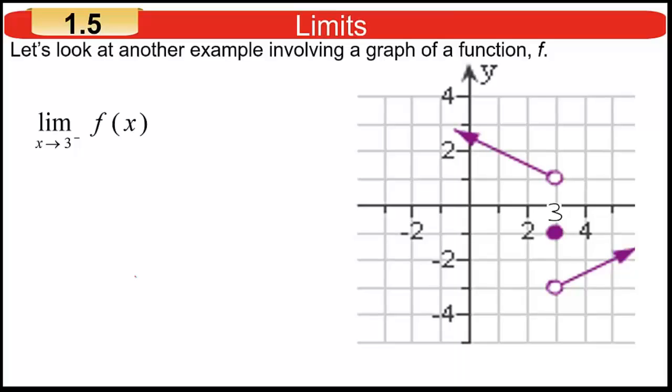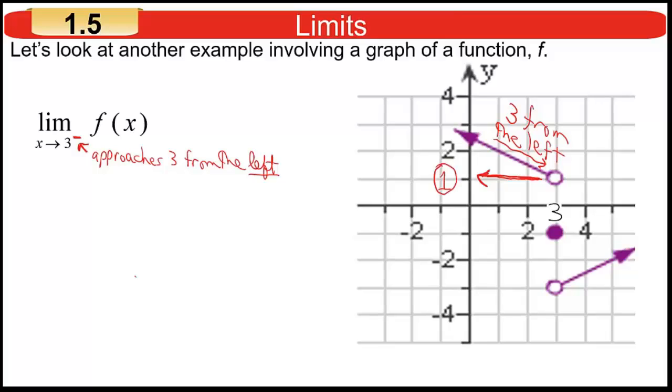So I'm approaching 3 from the left. Well, if I'm coming from the left, that means that I'm traveling toward that open circle on the segment that's on the left side. So I'm getting closer and closer and closer to that open circle. And as I did that graphical example earlier with the parabola, you can see that as I get closer and closer to 3 from the left, I'm getting closer and closer to that open circle, and that open circle has a y value of 1. So the left-hand limit is 1. You're just traveling down along the left-hand segment, getting closer and closer to the value 3, which takes you to the y value of 1.